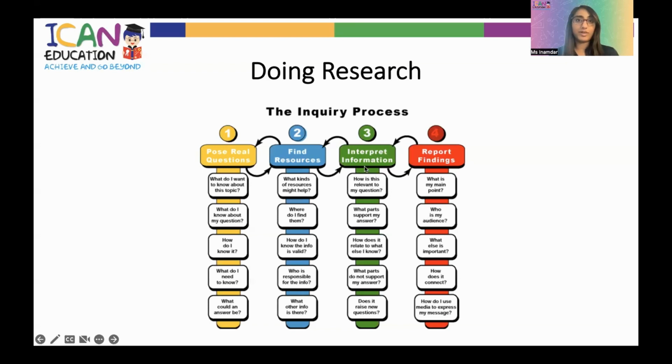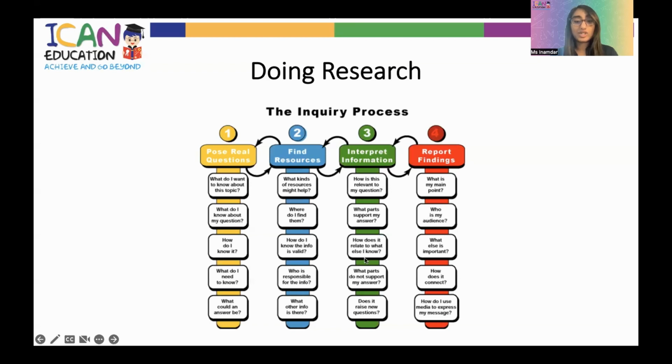Next, interpret the information. It's not enough to just find all of this information. You can't just copy and paste it, can you? The thing that you have to do is critically analyze it. So how is the information relevant to the question that you posed? What parts of that information support your answer? Because on a website, you'll have paragraphs and paragraphs of information. You have to pick the parts that are relevant. You can't just write everything. You could confuse the reader or worse, make them bored. So you have to pick only the information that's important.